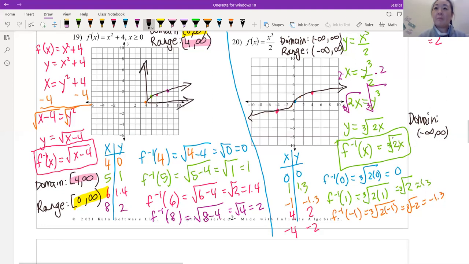And then what about the range? Same thing. So if you notice right here, the cubes are really easy. Cube roots are also pretty easy. There are no restrictions. It could be anything it wants to be.